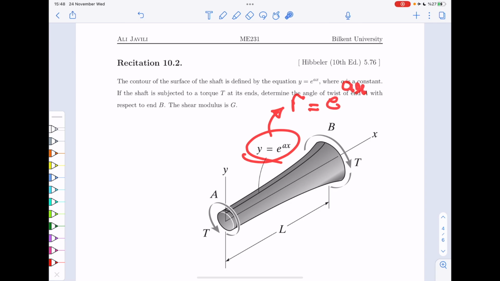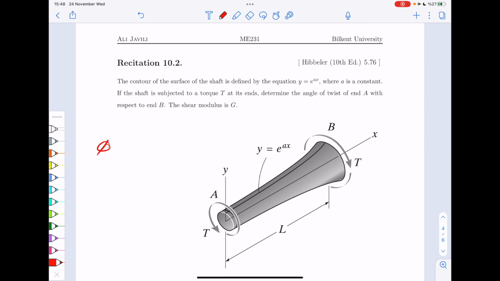So if x is 0, this would be 1. So essentially, we know here at x equals 0, the radius is 1, for instance. And then for every point, you can find it as a function of x, right? So that's that. Now, for this shaft, for a given torque T and shear modulus G, you want to calculate the angle of twist. The angle of twist, again, remember the formula that we just had. Let's say phi from A to B.